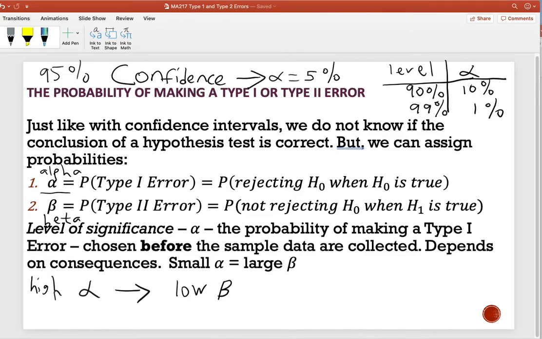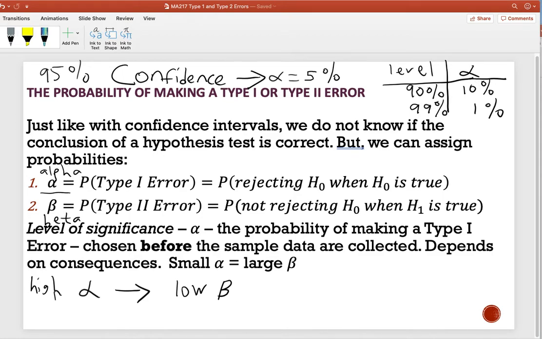Beta, if we have a low value of the level of significance, indirectly, and it's not an exact calculation, but indirectly it causes a large probability of a Type 2 error. Likewise, if we have a high level of confidence, we have a low probability of Type 2 error. Okay, so high level of significance, low Type 2 error.